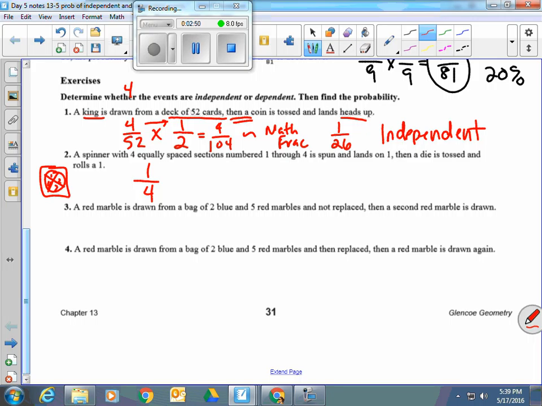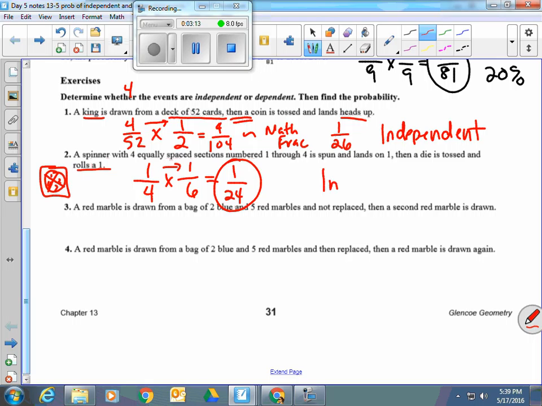And then I have a dice, and I roll the dice. Well, how many sides of a dice are there? There are 6 sides of a dice, and then they roll a 1. How many 1s are on the dice? 1. So what's the probability of that occurring? So 1 times 1 is 1. 4 times 6 is 24. So that's a 1 out of 24 probability.